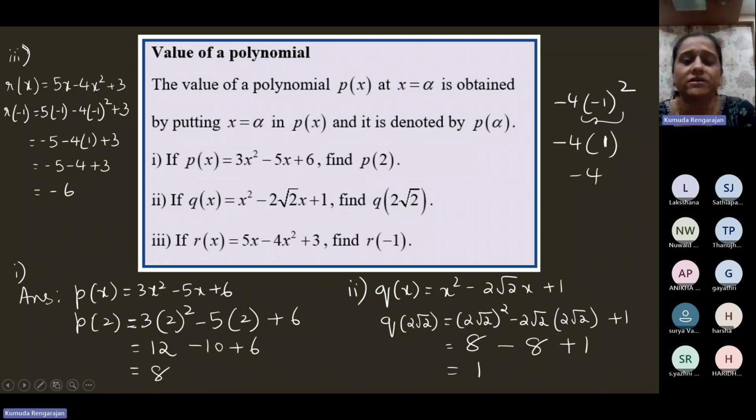So this is how we find the value of a polynomial at a given value for the variable x, y, or z, whatever is the variable. A value will be given for the variable, and this is how we find the value of the polynomial for the given value of the variable.